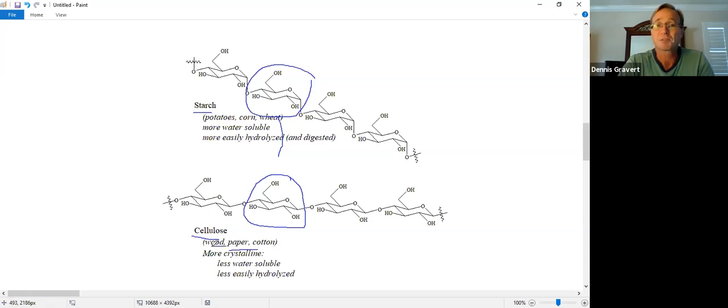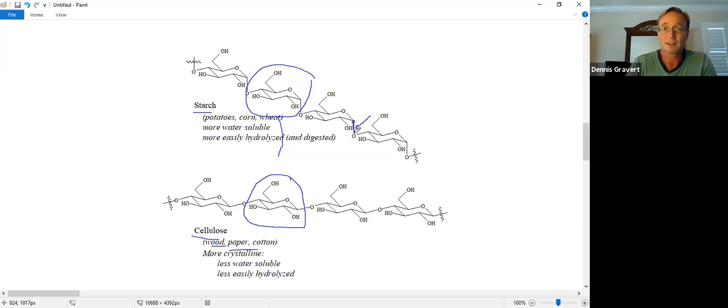Wood is about 50% cellulose. That's a much different material than starch is, right? Cellulose is much less water soluble. It's not easily hydrolyzed or broken down, right? It takes a long time for wood to rot, but you leave your potatoes outside overnight, you know, they're going to be rotting pretty quickly. They decompose, hydrolyze easily. What's the difference? They're both made of blood sugar. Well, right here, what kind of bond is that?